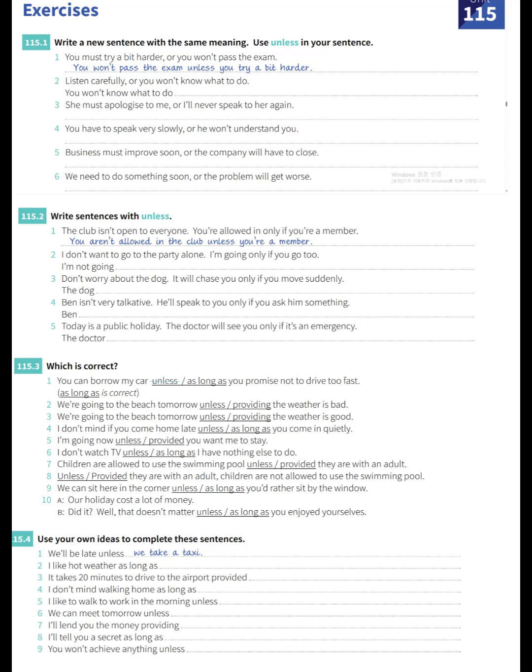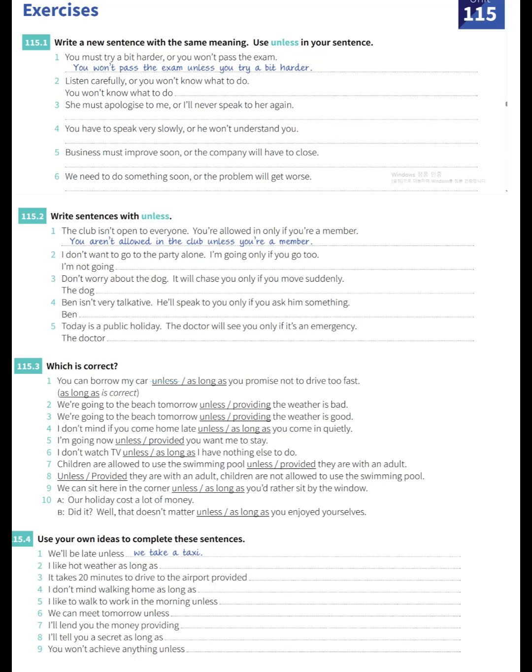Two, listen carefully or you won't know what to do. You won't know what to do unless you listen carefully. You won't know what to do unless you listen carefully.